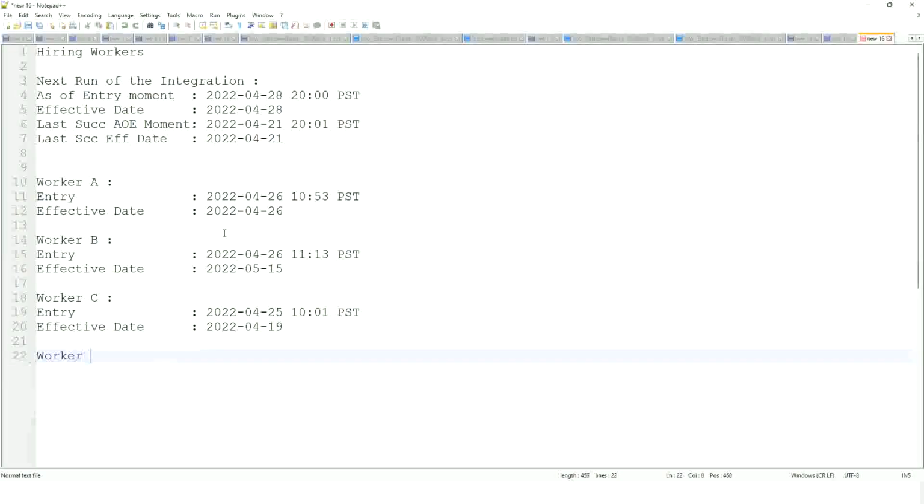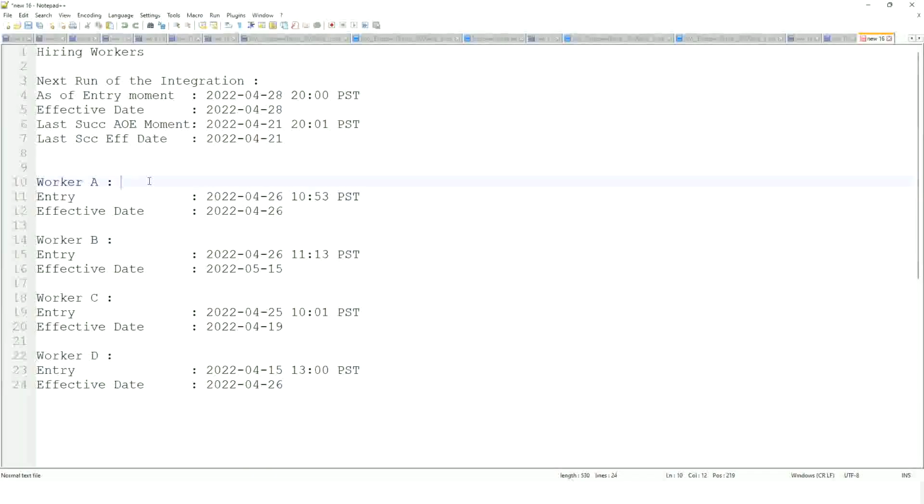And then we have another worker D. The entry was made on 2022-04-15 in the afternoon, 1300 PST. The effective date of the hire is 2022-04-26. So this worker was entered on the 15th of April, and at the time of entry they had given a future effective date of 26.